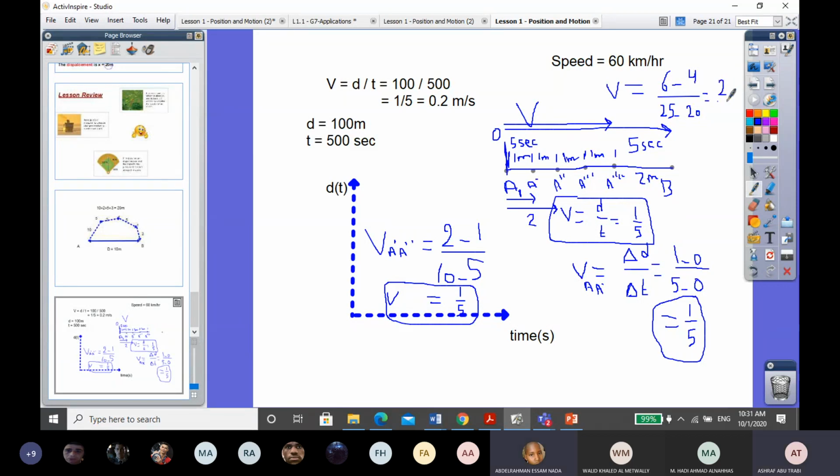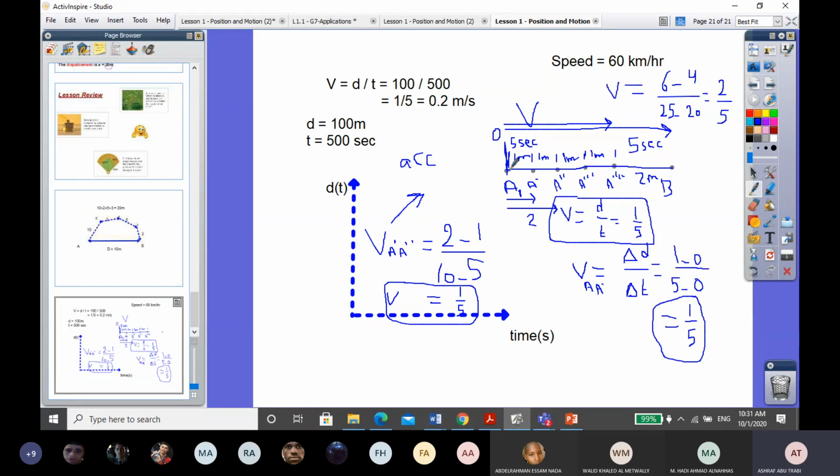2 over 5. It's 2/5, and it's not 1/5 anymore. It's 2/5. So the velocity here increased or decreased? Increased. Excellent. So once the velocity increases, we can say that we have acceleration.